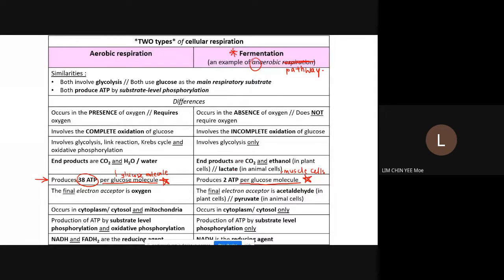What else can they compare? They may compare the final electron acceptor. And you learned in the ETC, the final electron acceptor is oxygen, because this is aerobic. Whereas for fermentation, it depends on the type of fermentation. If it's alcohol fermentation, the final electron acceptor is acetaldehyde. It's the last one to receive electrons, from where?